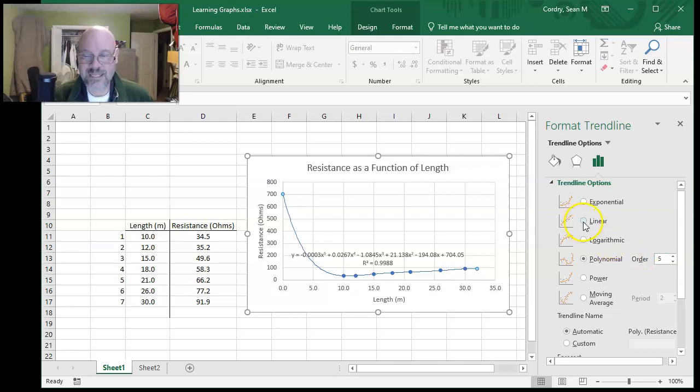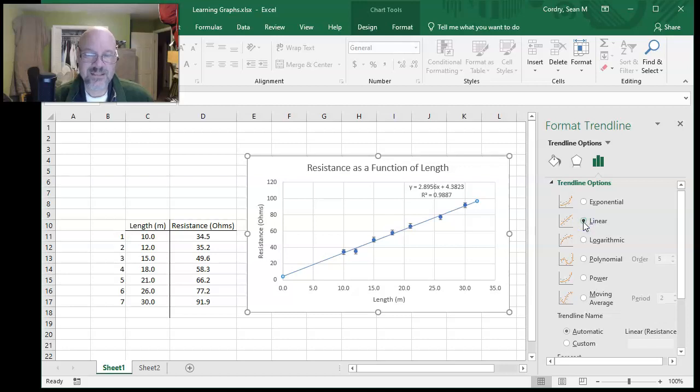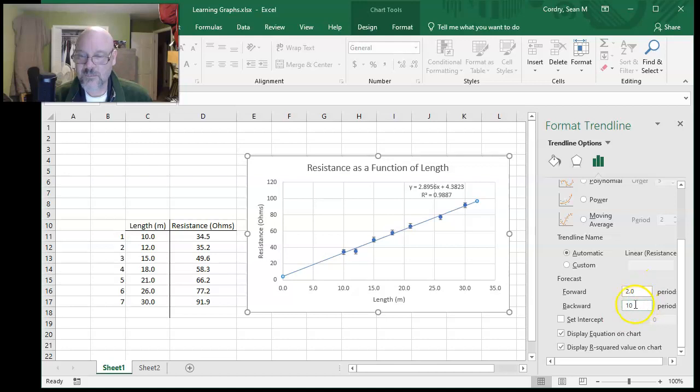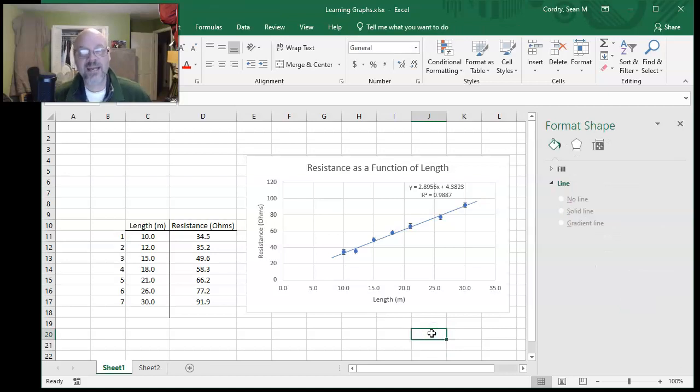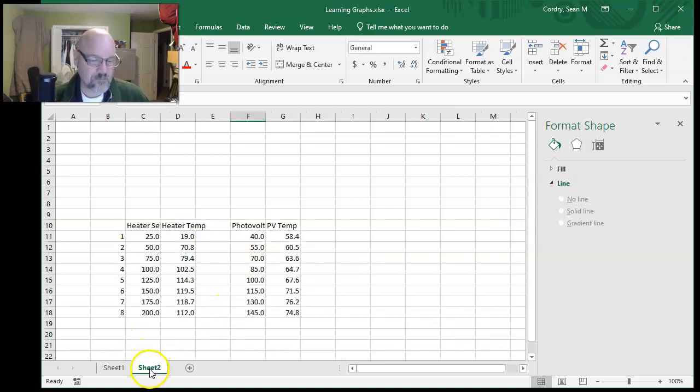So we want to stick with the linear. There it is, just like that. I'm going to reduce the backwards forecasting so it matches forward so it looks pretty. And there we go. So there's our first graph, just like that. All right, now let's get to the second set of data.